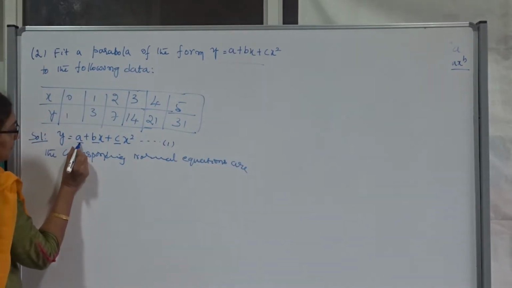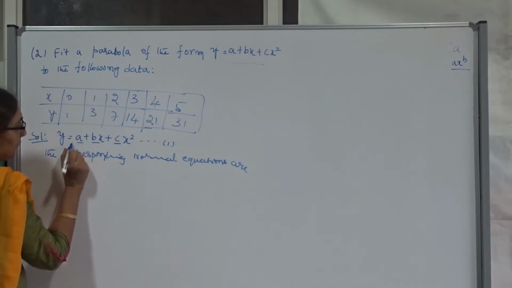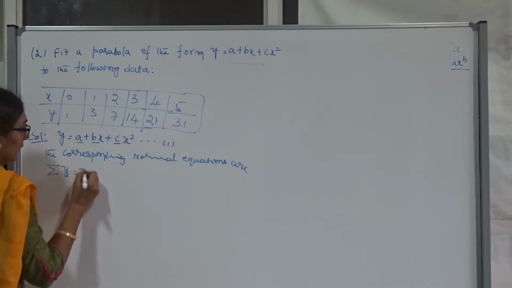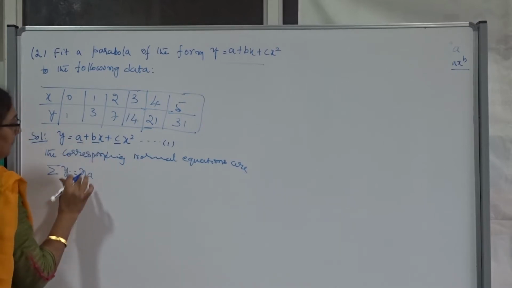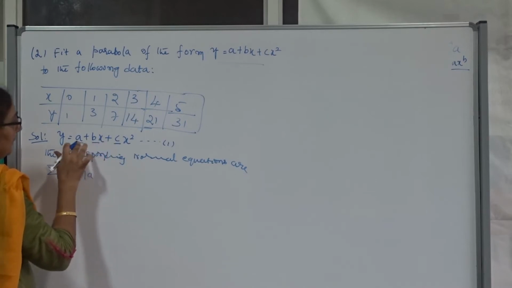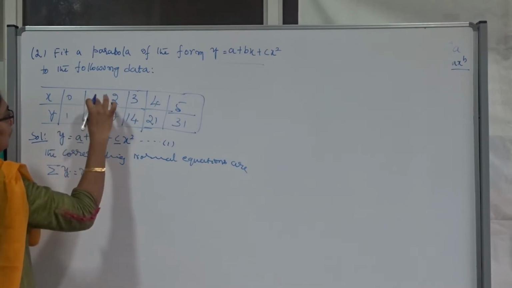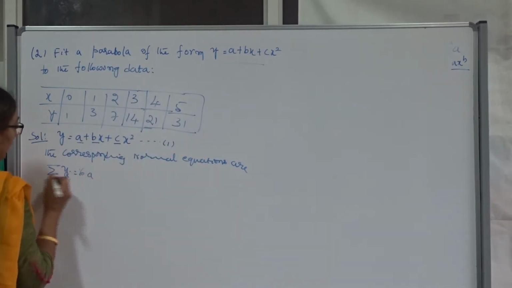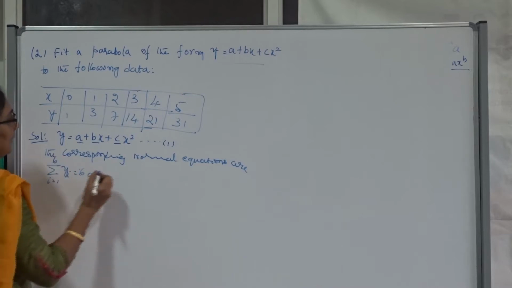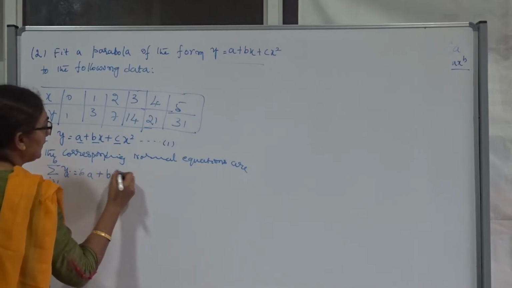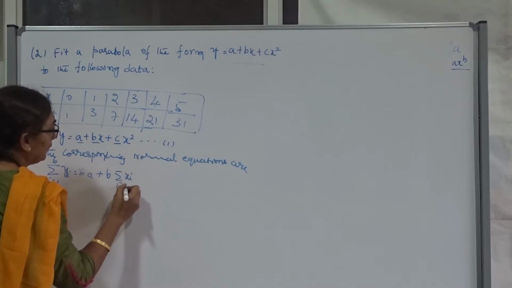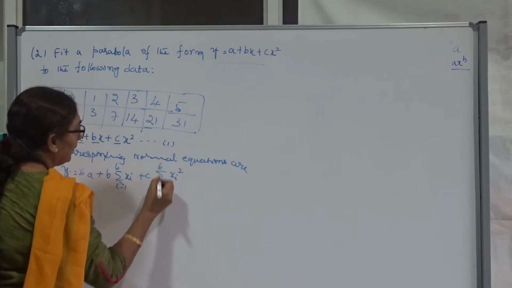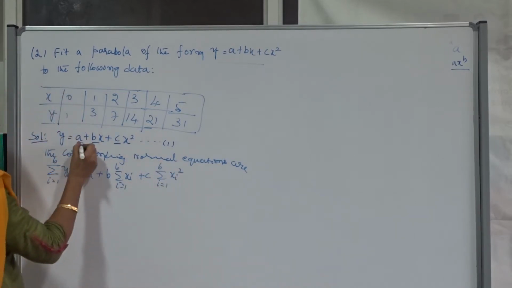The first normal equation depends upon the coefficient of a. The coefficient of a is 1. First you multiply by that and then take the summation on both sides: sigma yi equals, on the right hand side, n times a. How many times is a repeated? For the number of sets of values, 1, 2, 3, 4, 5, 6. Therefore, what is n here? 6. Plus b into sigma xi for i ranging from 1 to 6, plus c into sigma xi square for i ranging from 1 to 6. This is the first normal equation, based on a.